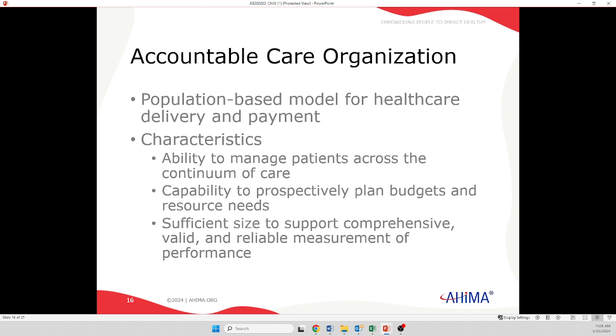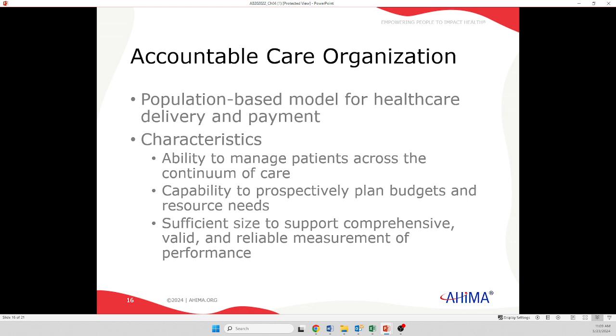All right, next are our accountable care organizations. These are known as ACOs. These started in 2005. They are population-based models for healthcare delivery. They manage care across the continuum of care. They are usually considered prospectively planned budgets and resources because they usually kind of have a set amount that they're going to pay. Their goal is to provide low cost and effective care, and they are a good size that they can provide good care for a number of people.